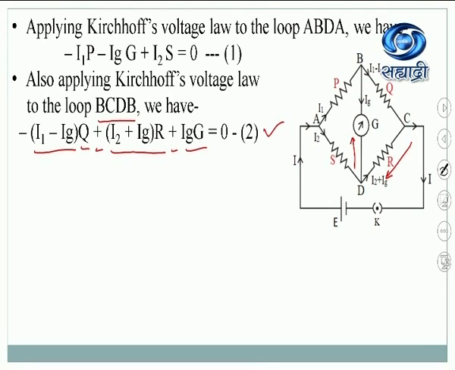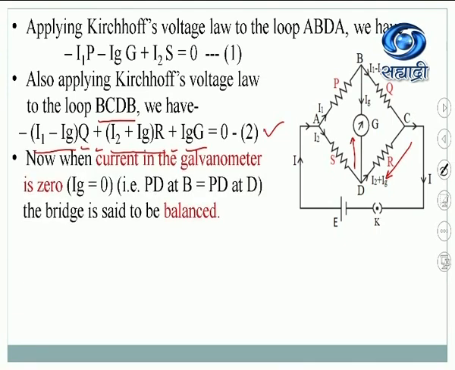So we got the two equations. When the current in the galvanometer is 0, that is Ig equal to 0, that is, the potential at B is equal to the potential at D, we say the bridge is balanced. When the bridge is balanced, the potential at both these points is the same. So no current will flow through the galvanometer. So this Ig becomes 0.